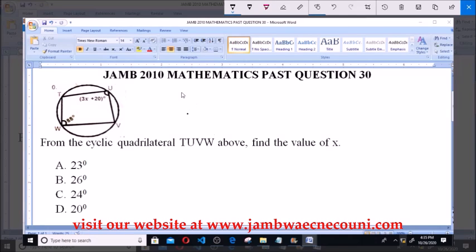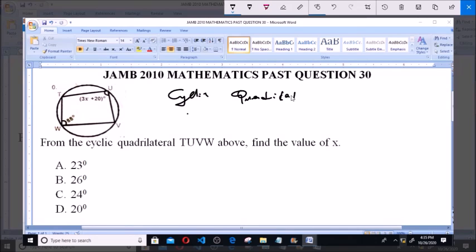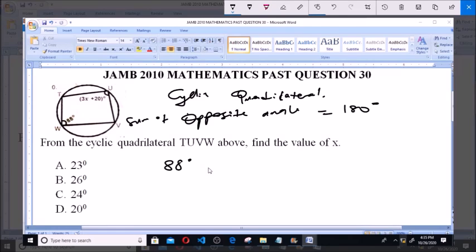Now like we know, in a cyclic quadrilateral, that is when you have a quadrilateral inside a circle, the two opposite angles are supplementary. That is, the sum of opposite angles is equal to 180 degrees, meaning that these angles are supplementary. Now I can say 88 degrees plus 3x plus 20 is equal to 180. This is because opposite angles of a cyclic quadrilateral are supplementary, that is, they are equal to 180.